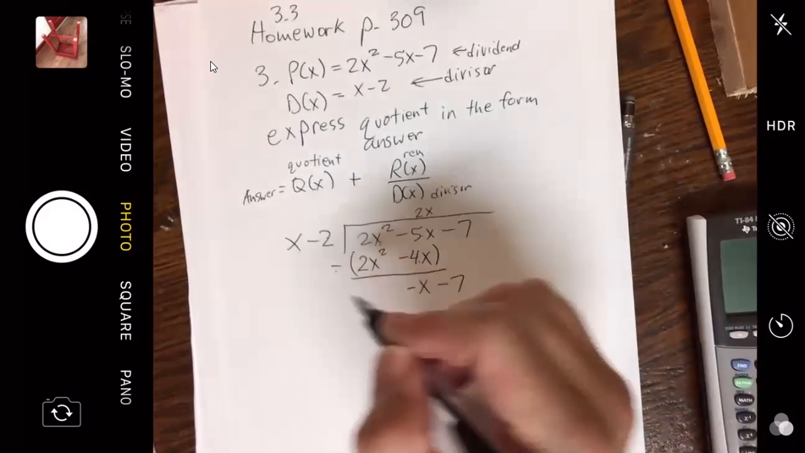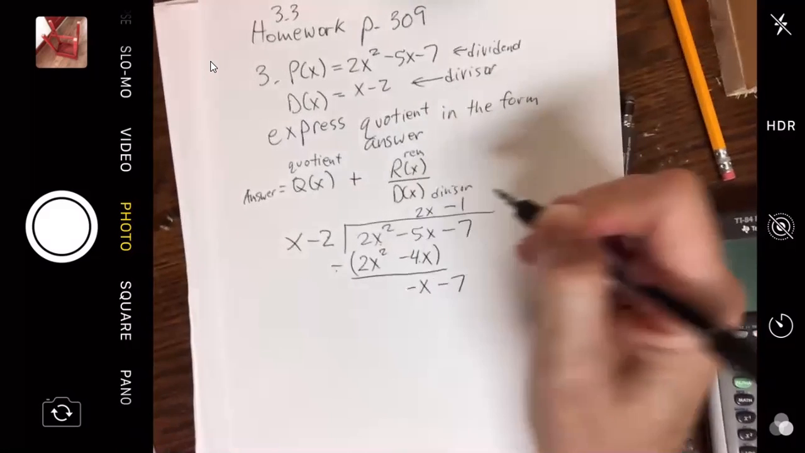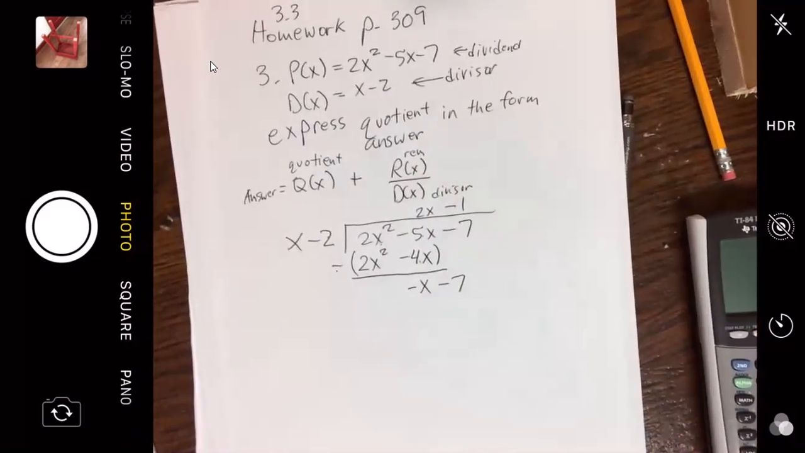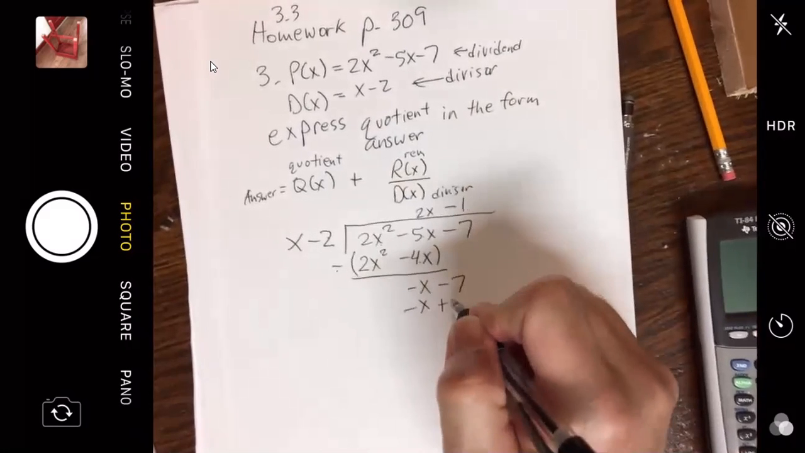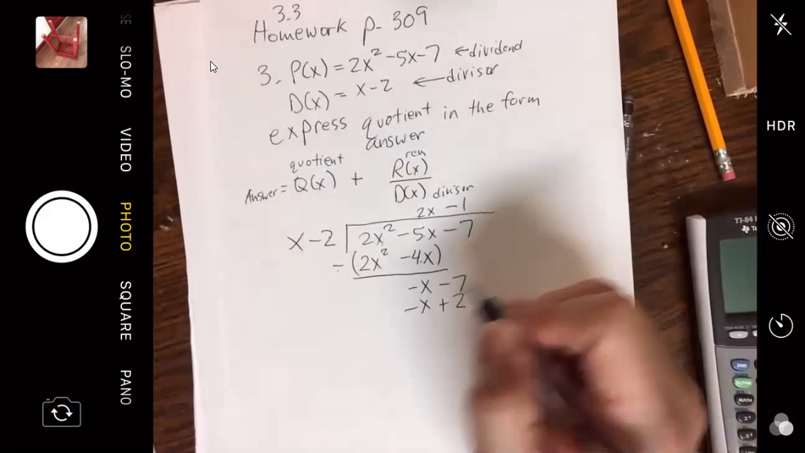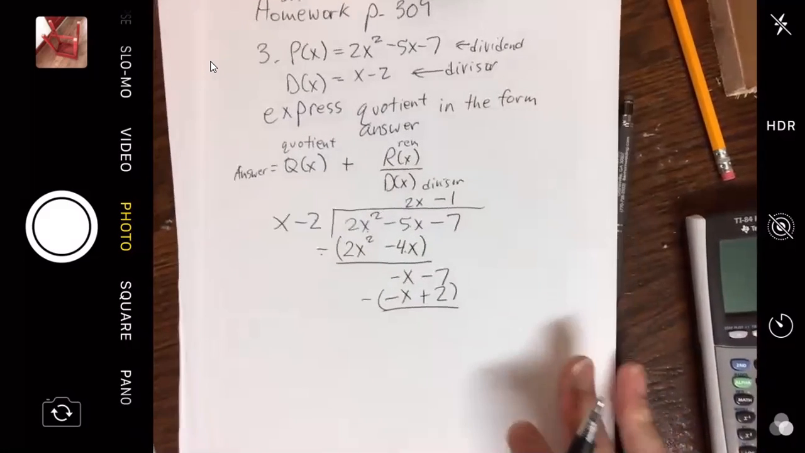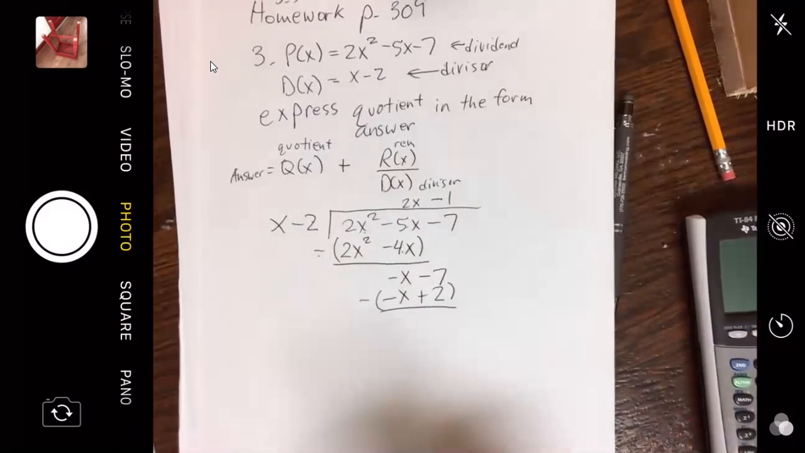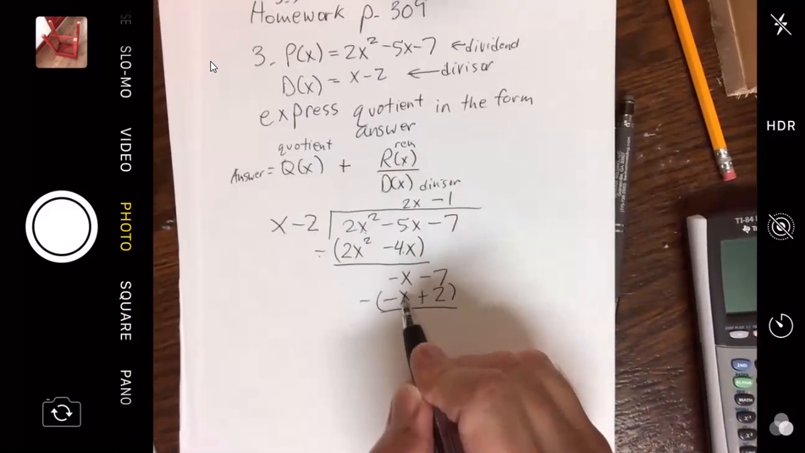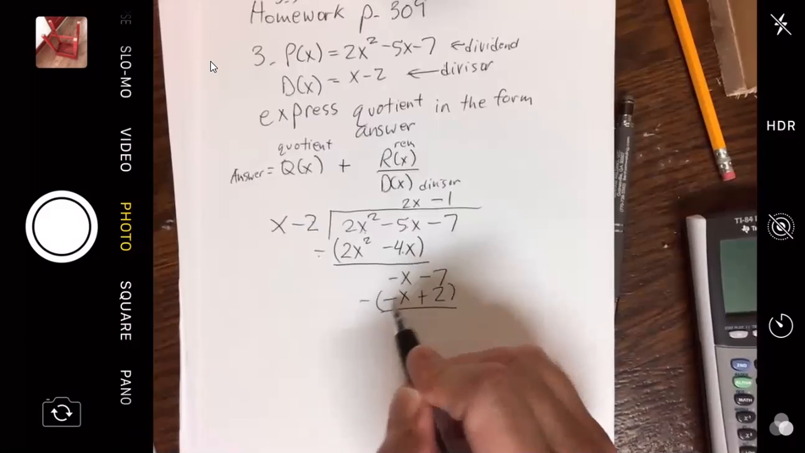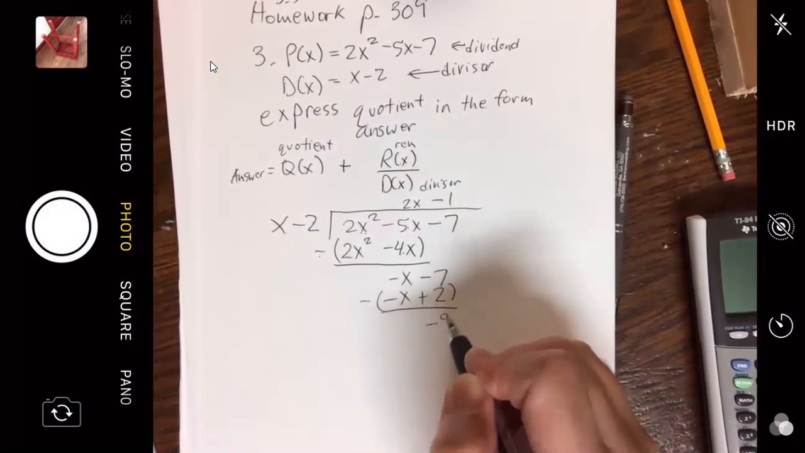So x times what gives you a negative x would be a negative 1, which would give you a negative x and add a 2. Subtract this in parentheses. It's very repetitive. It's just that you got to really keep track of your signs. Notice this matches both with negatives, so when you subtract, they cancel. And a negative 7 minus 2 is a negative 9.